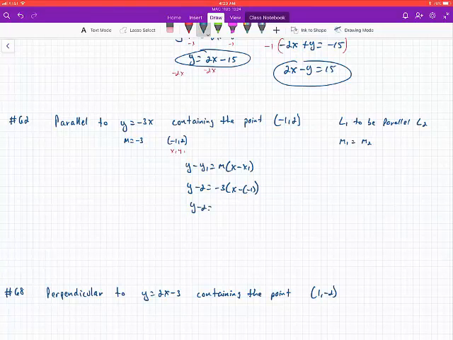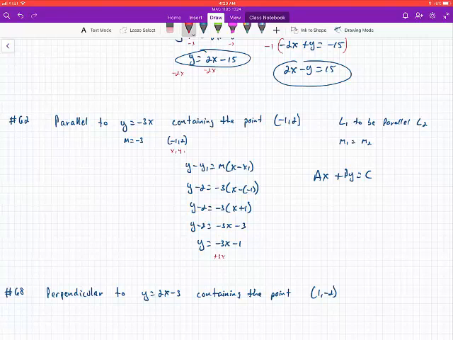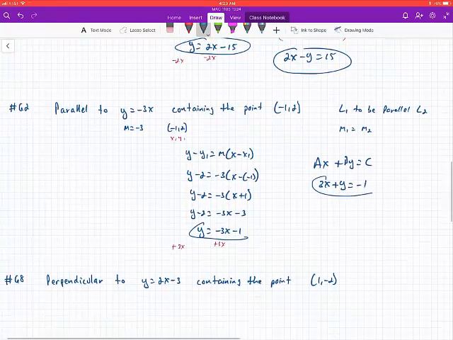So y minus 2, and I'm just going to clean this up a little bit. And I'm going to go ahead and distribute the -3. And I'm going to add 2 to both sides. So -3 plus 2 is -1. So if we're going to write it in standard form, you can see that I'm going to have to add the 3x to both sides, right? If I add the 3x to both sides, I end up with 3x plus y is equal to -1. So this is your answer.